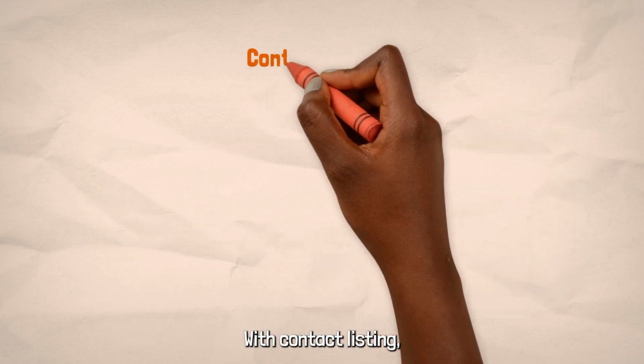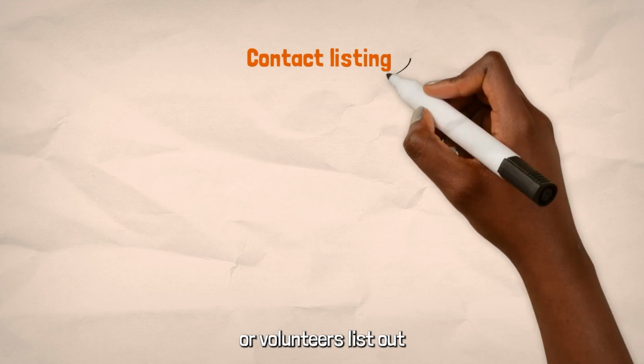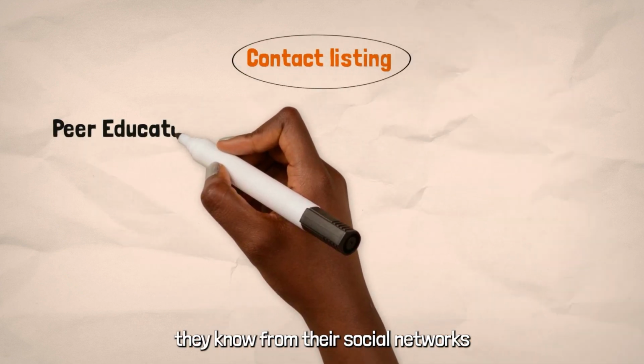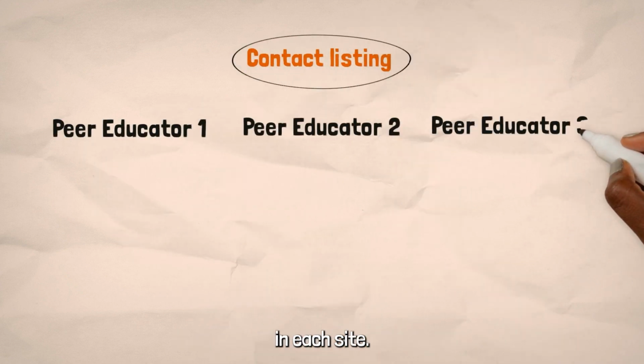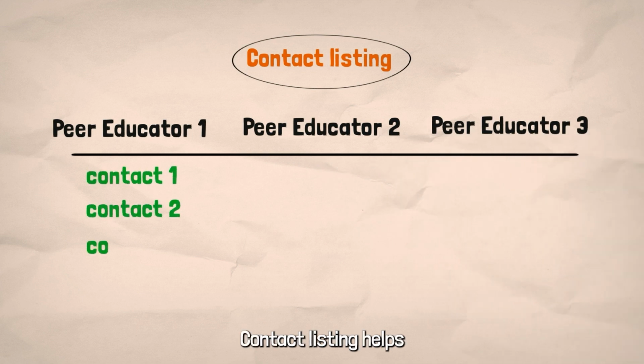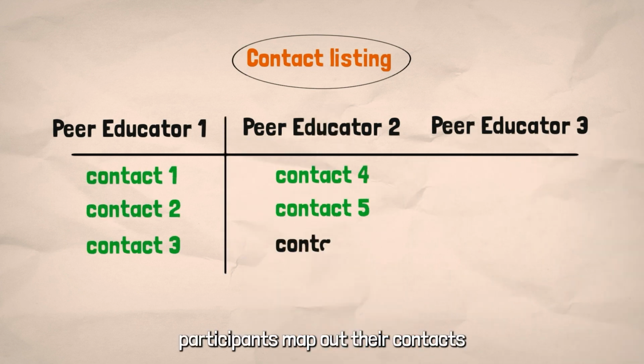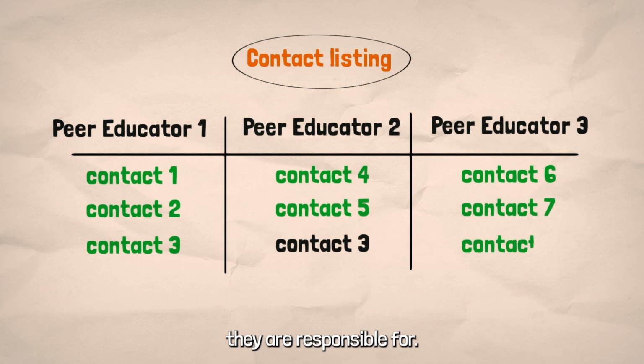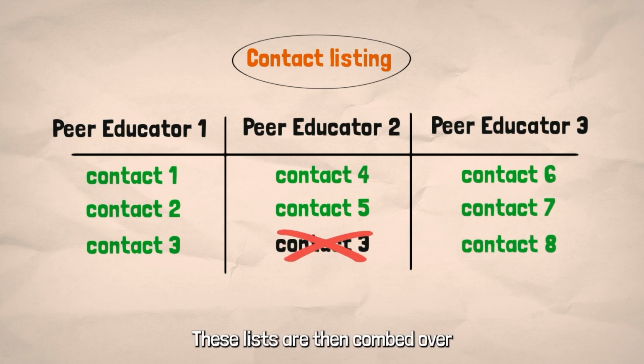With contact listing, peer educators or volunteers list out the members of key populations they know from their social networks in each site. Contact listing helps participants map out their contacts with their peers within the spots they are responsible for. These lists are then combed over to check for duplication.